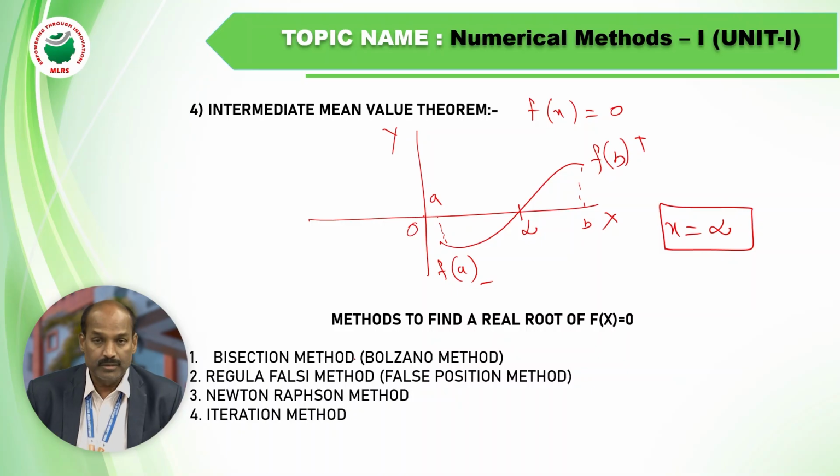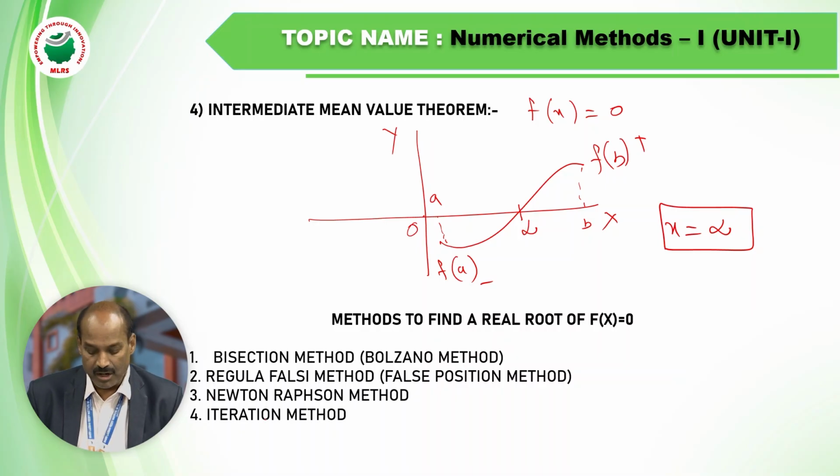Next, we move to the important methods in Unit 1, first chapter: methods to find a real root of the equation f of x is equal to 0. In this we talk about four methods. Many methods are there. Some methods are designed for complex roots, some for real roots. But as per our syllabus, we talk about four numerical methods to find a real root of the given equation. The first one is the bisection method. This method is also known as the Bolzano method.